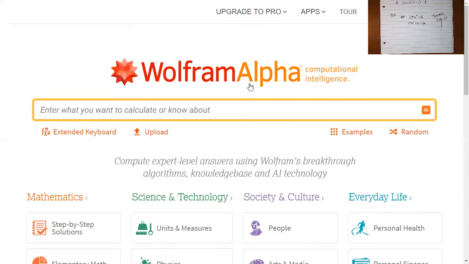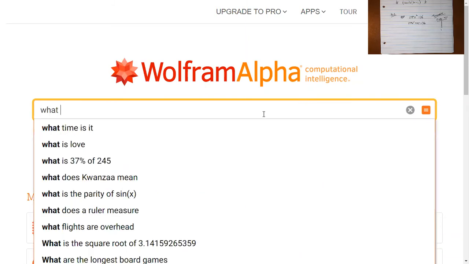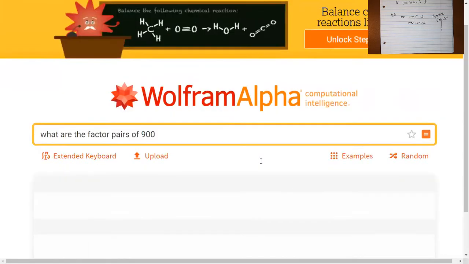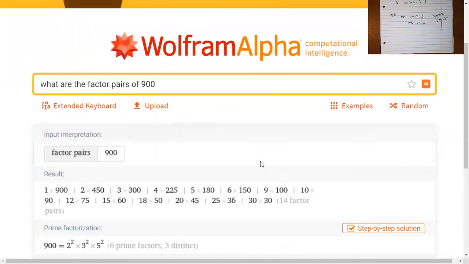So here I am. I've just gone to wolframalpha.com, and I need the factor pairs of 900. So remember, we can just type this in like a question. One of my students discovered today that this word pairs is important. Don't lose that word. Make sure you're asking for factor pairs and not just factors. So there we go. We're going to find the factor pairs of 900, and here they are. So there's a bunch of them. There were 14 of them all together. So I'm glad I'm not trying to do this by hand.